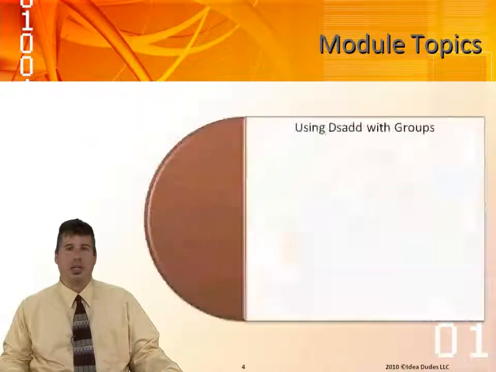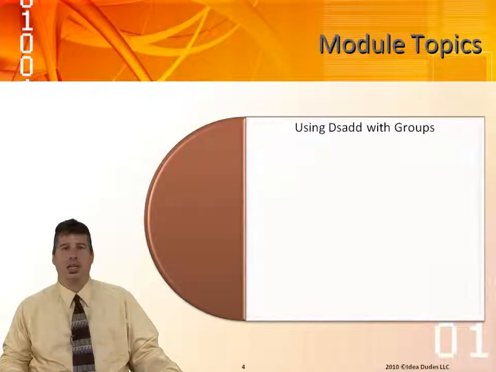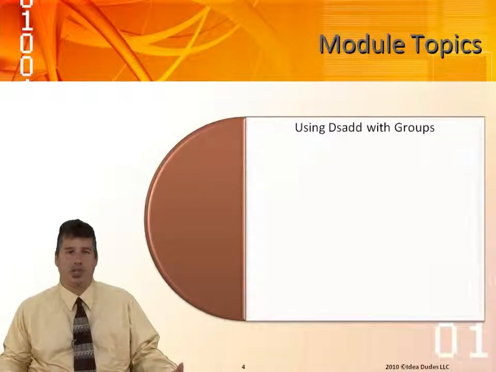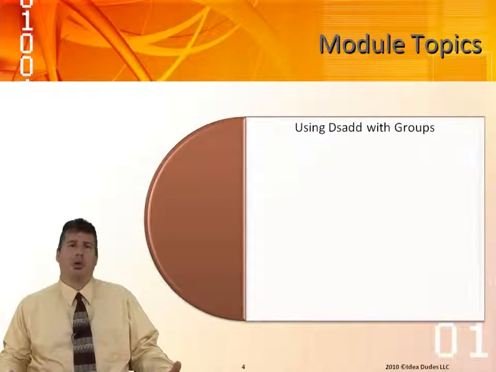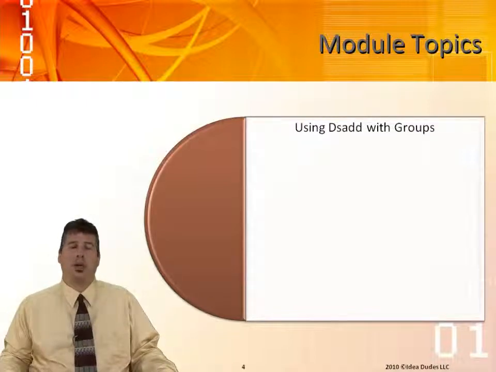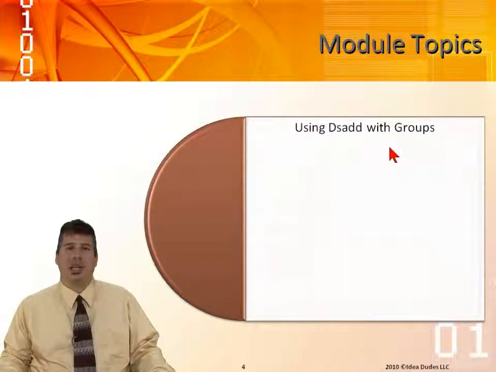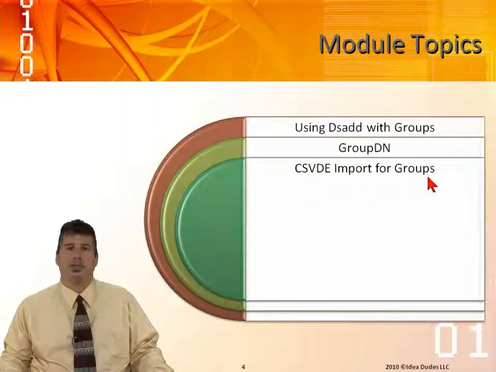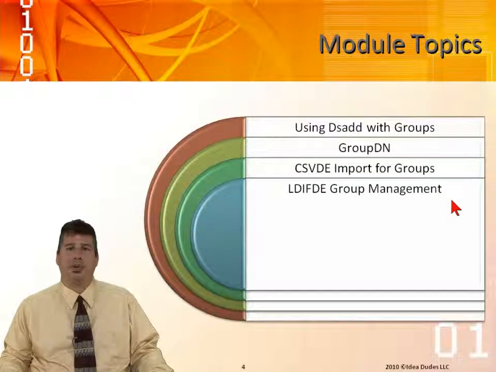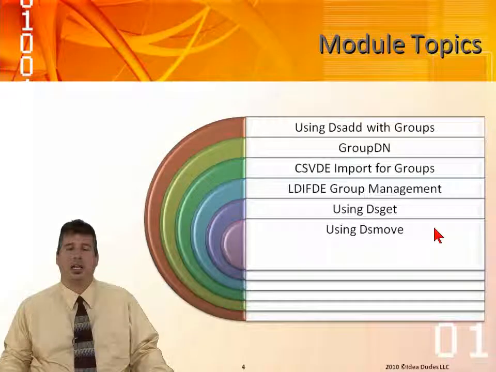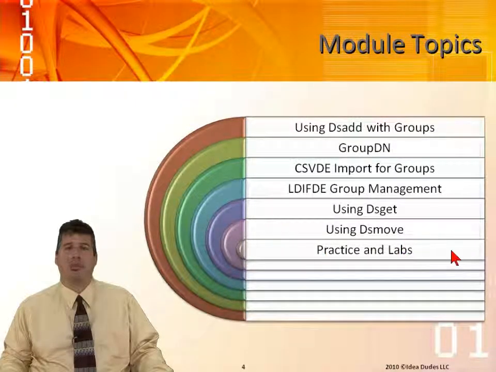Let's get started. In this module, we're going to be looking at using Dsadd with groups. So what are we doing here? We're teaching you how you can make it so you don't have to spend so much time in front of the computer. You can get this to a point where you just click on a button or within a program, or you can call this from a batch file, or from different areas. So we're going to look at Dsadd, the group DN, CSVDE import for groups, LDIFDE for group management, using Dsget and Dsmod, move, and practice in the labs.